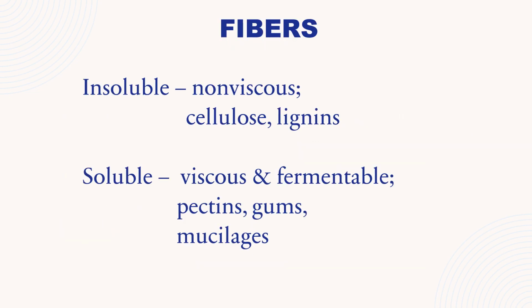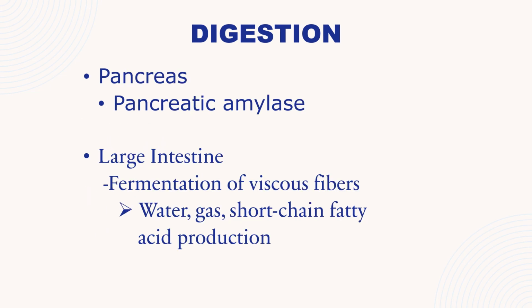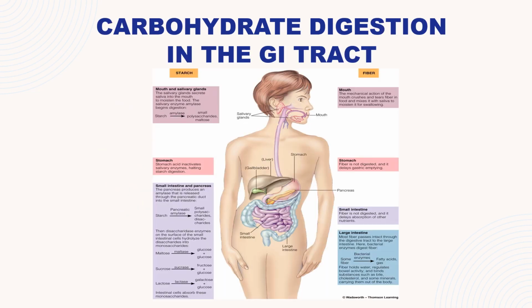Fibers can be insoluble or soluble. Insoluble fibers are non-viscous: cellulose and lignins. Soluble fibers are viscous and fermentable: pectins, gums and mucilages. Digestion: mouth, salivary amylase; stomach, fibers and satiety; small intestine, maltase, sucrase and lactase; pancreas, pancreatic amylase; large intestine, fermentation of viscous fibers, water, gas, short chain fatty acid production.